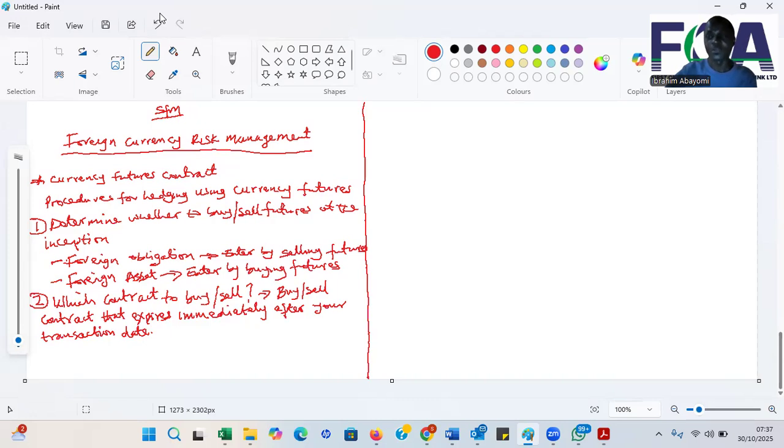So don't forget, we said we have four contracts: the March contract, the June contract, September and December. If my exposure is in August, I have a liability or a receipt in August, the next contract I should buy should be the September contract. The December contract will be too far, while the June contract will be too early. So the contract you should buy or sell is the contract that matures immediately after your transaction date.